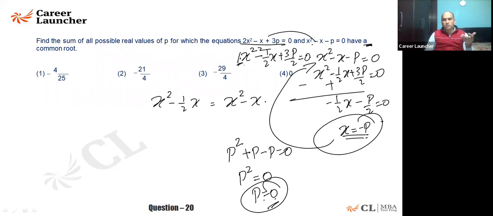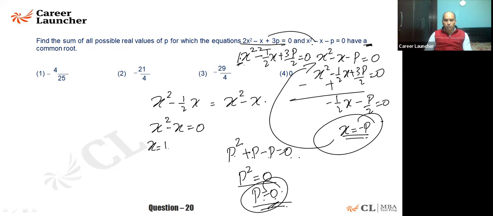From this, I'll get x is equal to minus p. So as soon as I get x is equal to minus p, I will put this into the equation here. So I'll get p square plus p minus p is equal to 0. p square is 0. p is equal to 0 is the value which is going to come. Fine. So at p is equal to 0, they are going to intersect. This becomes x square minus x is equal to 0. Is that fine?